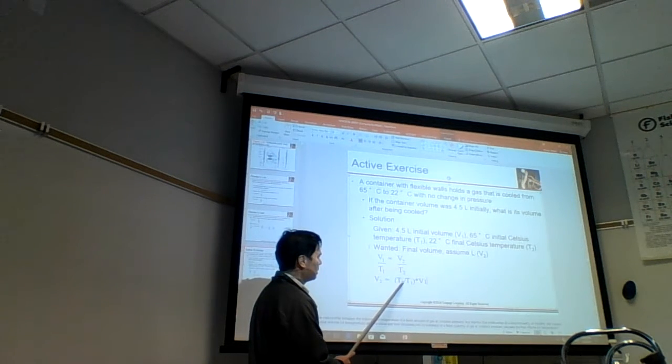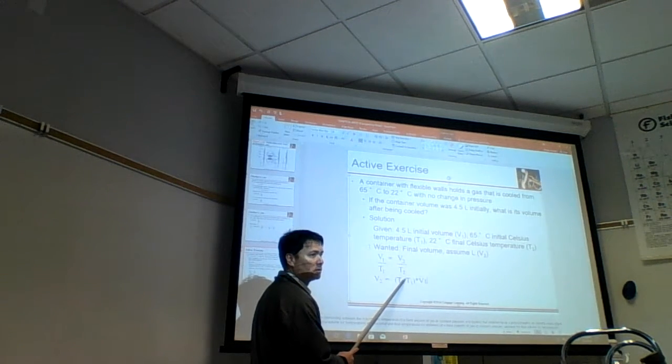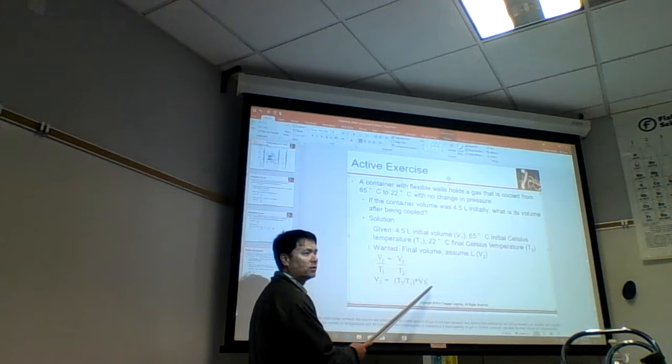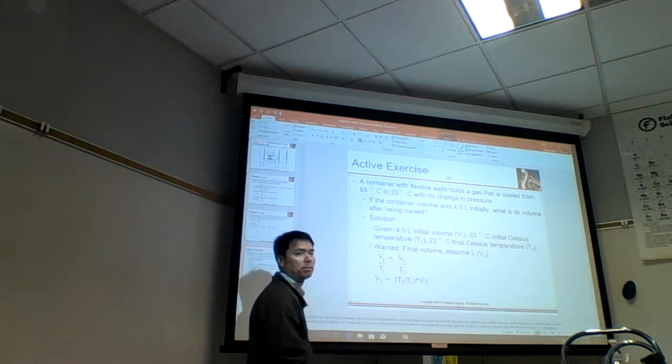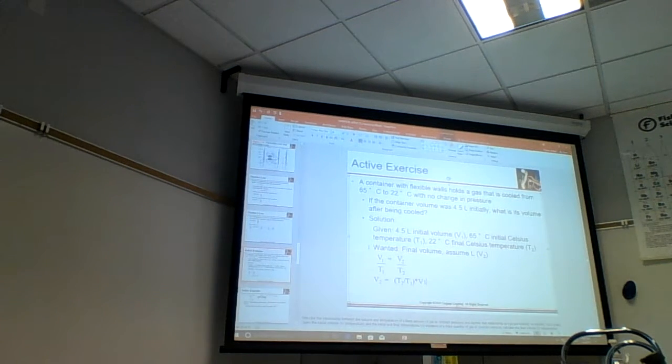So typically it's written like this. We get a T2 over T1 ratio. T2 increases, T2 decreases. Make sense? T2 increases, volume increases. T2 decreases, volume decreases. And then we continue on here with this.